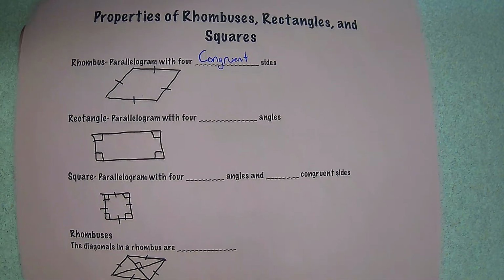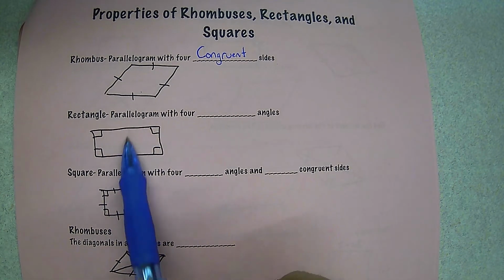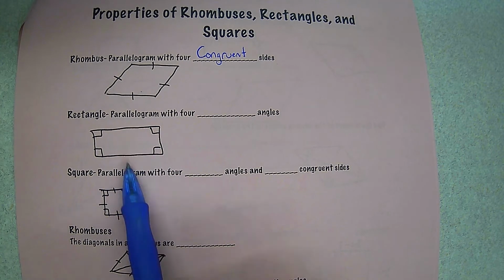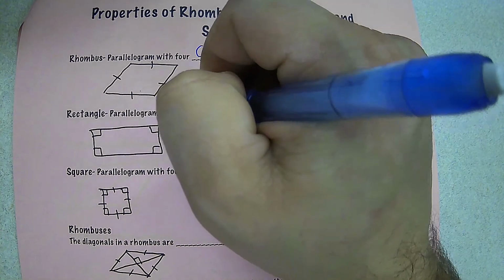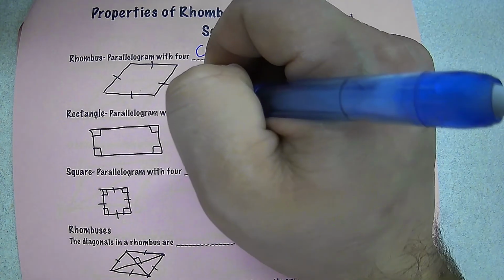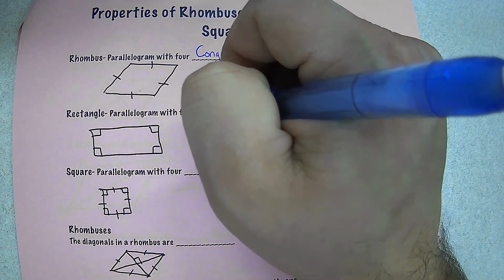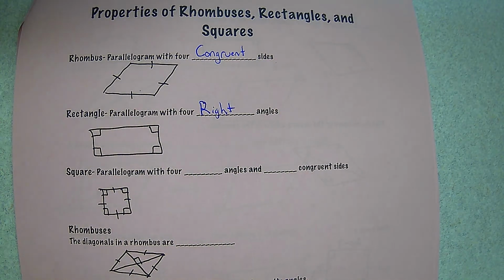Now a rectangle is a parallelogram. Opposite sides are parallel. Opposite sides are congruent. But it has four right angles, or all of the interior angles are 90 degrees.